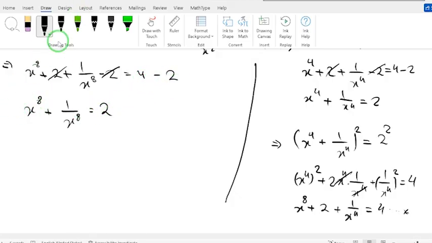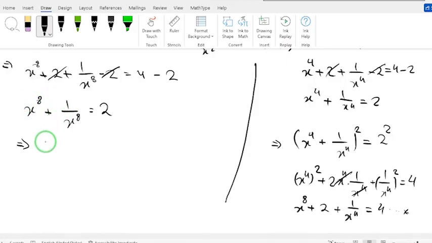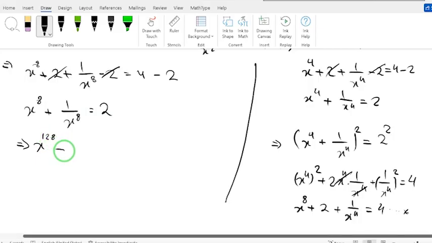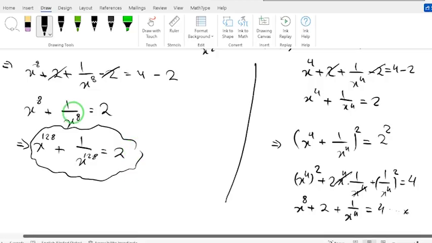Then if we raise the power once again, we gain x to the power of 16, then 32, after that 64, and the next time we take x to the power of 128. So we take the result directly: x to the power of 128 plus 1 over x to the power of 128 is 2. This is the answer of this question.